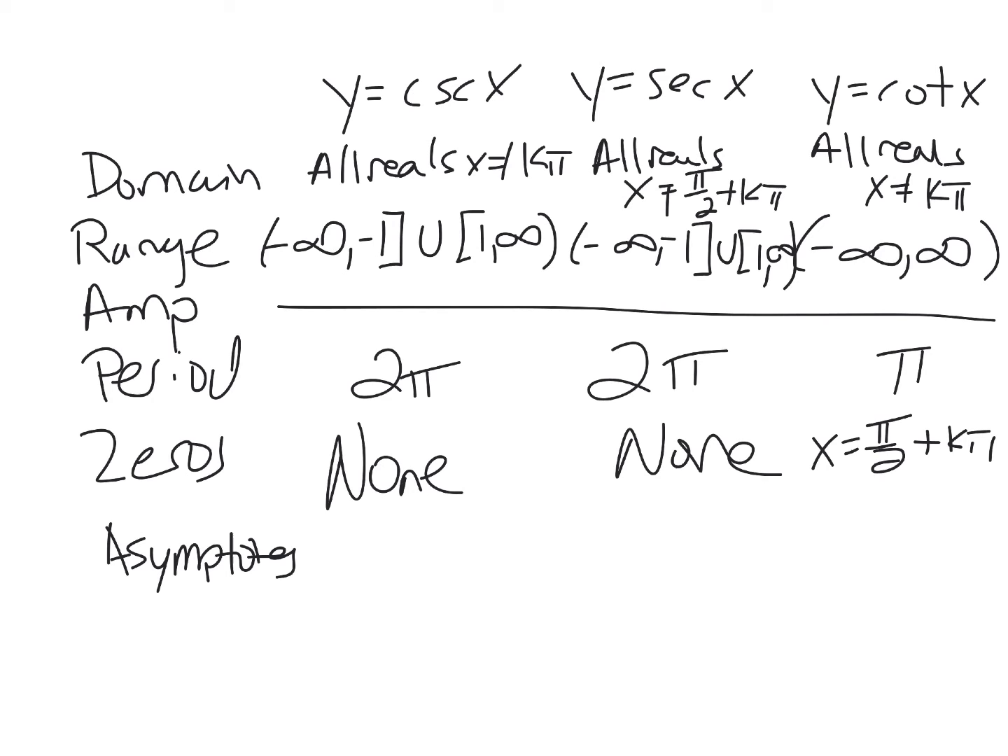Asymptotes. For cotangent, it's whenever sine is equal to 0. So it's x equals k pi, which is the same for cosecant. x equals k pi. And then for secant, it would be x equals pi over 2 plus k pi.